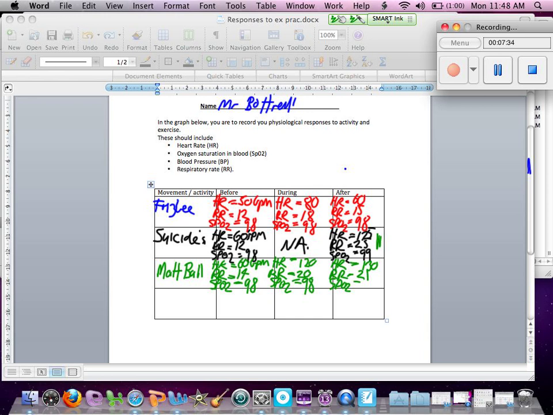Okay, what does all this mean? The patterns are what we're looking for. The Frisbee activity was quite low intensity. So if the suicides were 100% intensity, the hardest of all, the Frisbee might have been 60% intensity, and the mat ball might have been 80% intensity.